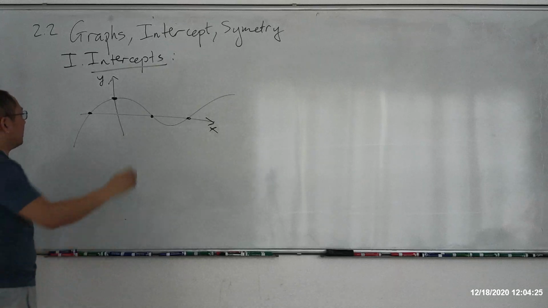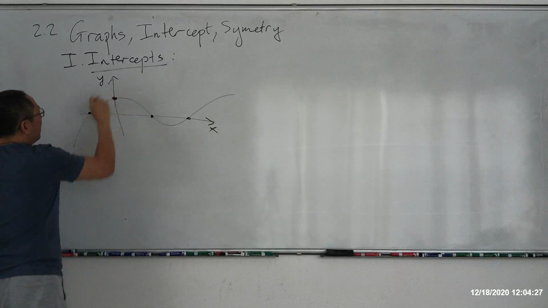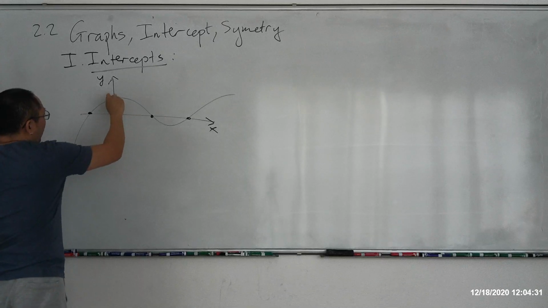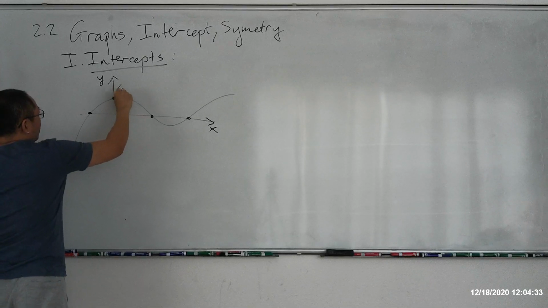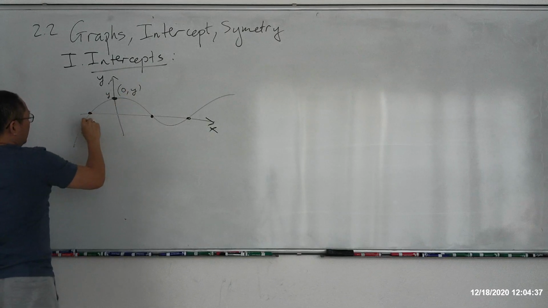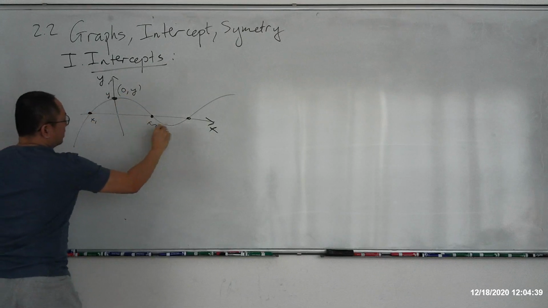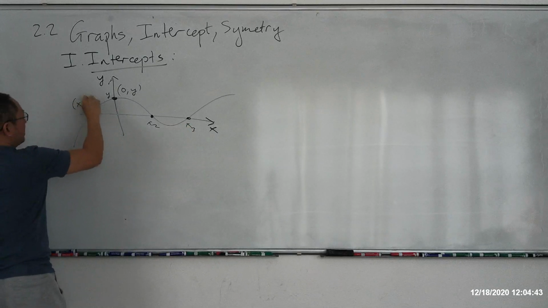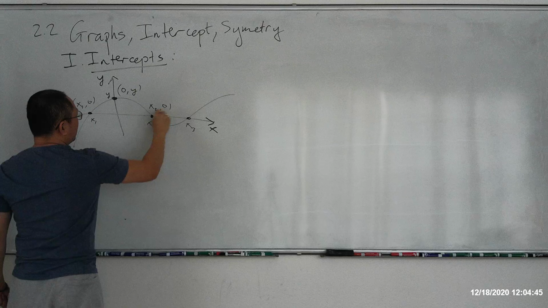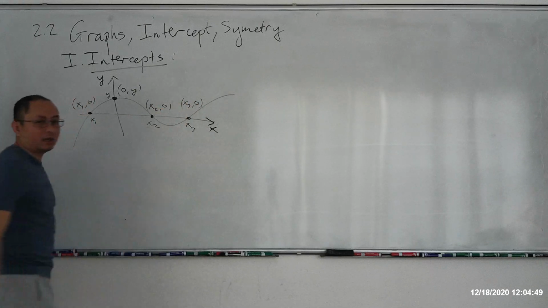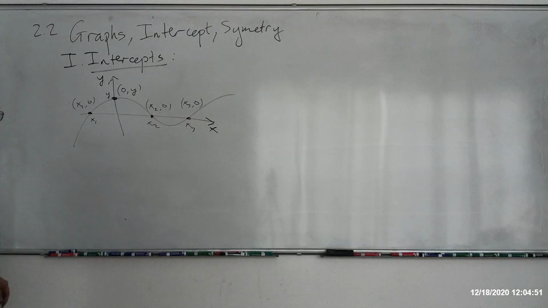As you see right here, all the points on the y-axis have the x component equal to 0, so this point is like 0, comma some y. And for the x-axis, this one is like x1, x2, x3. So this point right here is x1, comma 0, then x2, comma 0, and this point right here is x3, comma 0, where x1, x2, x3 are some x coordinates.